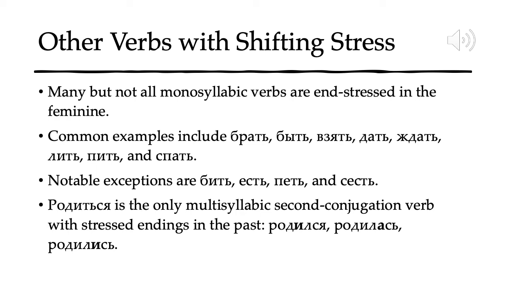Some common examples of verbs that are end-stressed in the feminine are брать, the imperfective of to take, so она брала, быть, to be, она была, взять, the perfective of to take, она взяла, дать, the perfective of to give, она дала, ждать, the imperfective of to wait, ждала, лить, the imperfective of to pour, она лила, пить, the imperfective of to drink, она пила, and спать, the imperfective of to sleep, она спала.